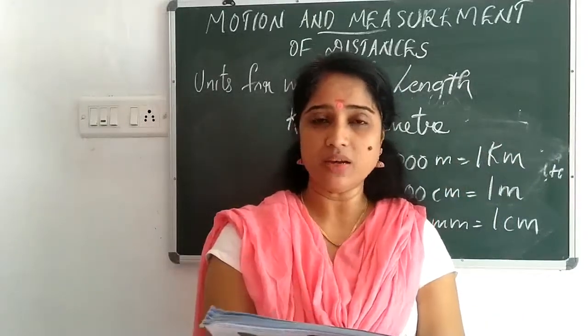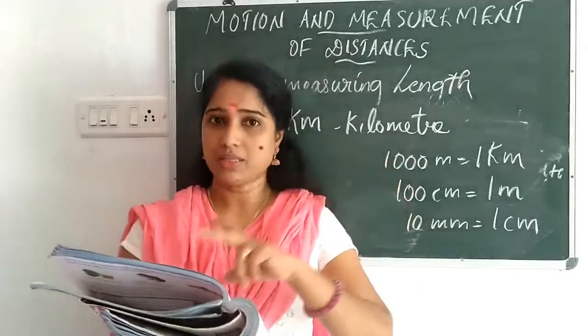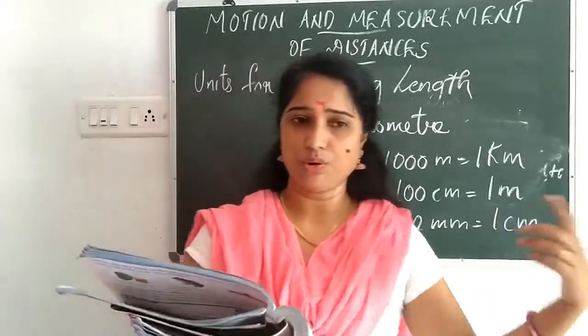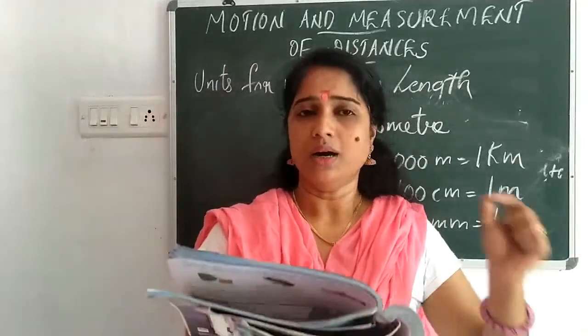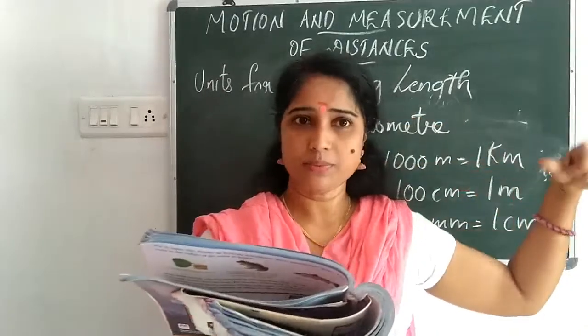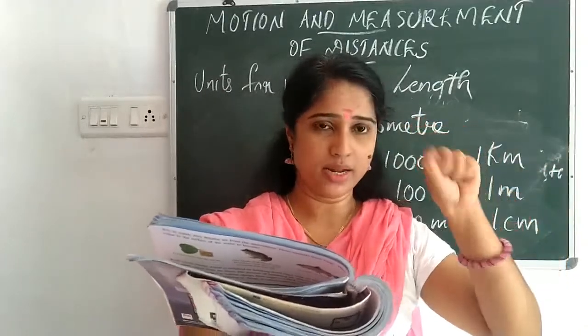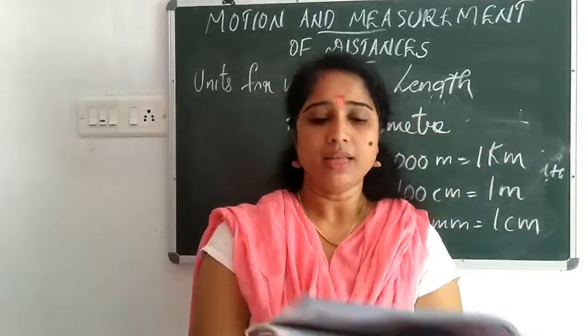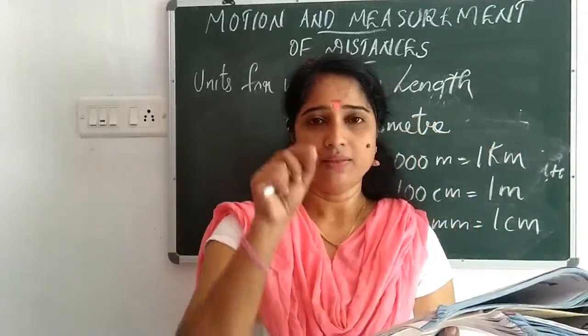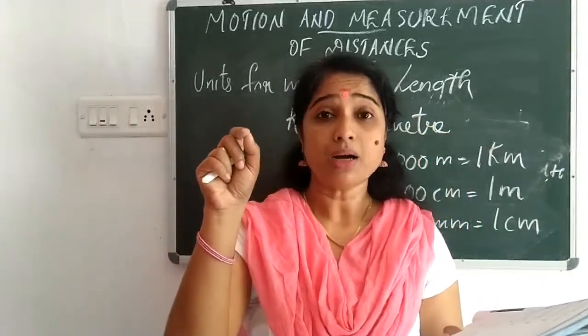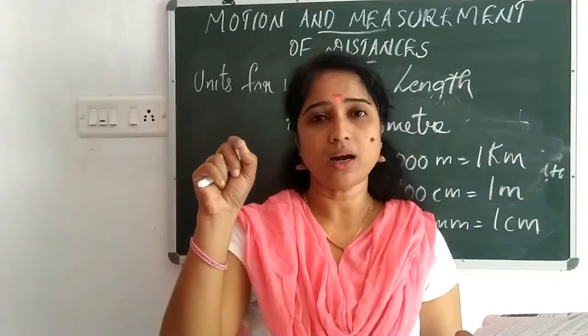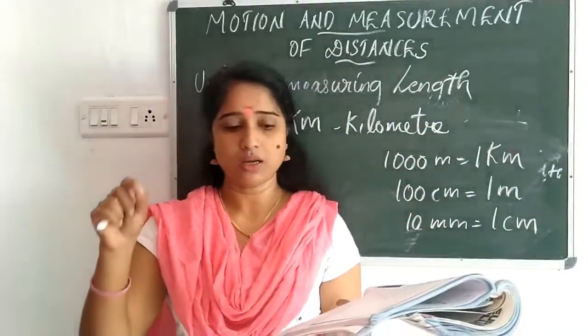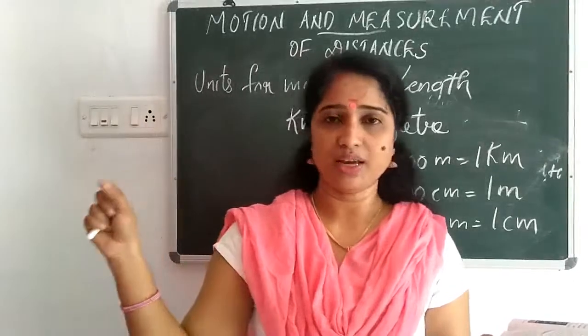It is very clearly given in the textbook. Keep a scale down on the book or wherever you like, and take a long thread. Tie one end of the thread. Then keep it on the scale. Then mark centimeters using a color pencil or sketch pen. You can mark 1, 2, 3, 4 likewise.